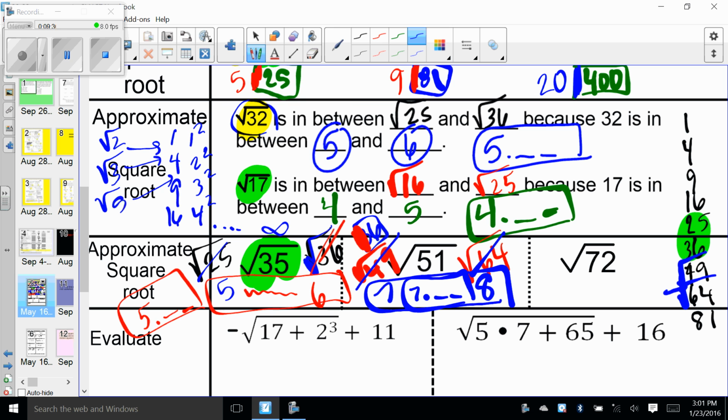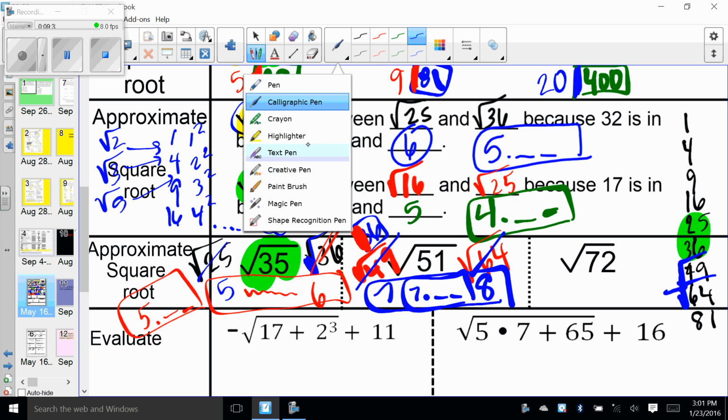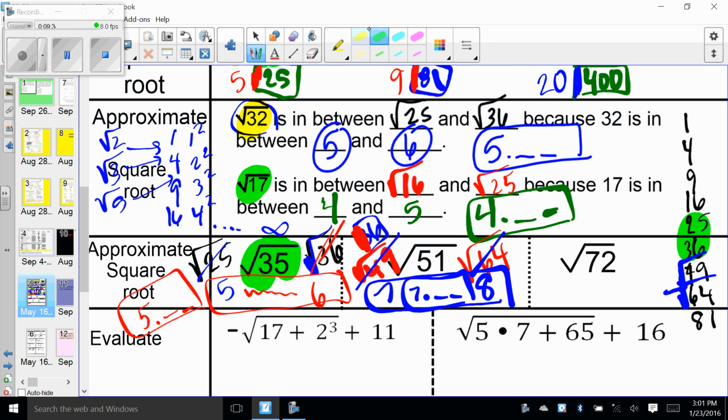7 point something something. How we doing, 7th grade? I hope you're feeling okay with these estimations. They're not always super easy for kids because it is a little bit of a guessing game as to where it lives. All right, square root of 72.